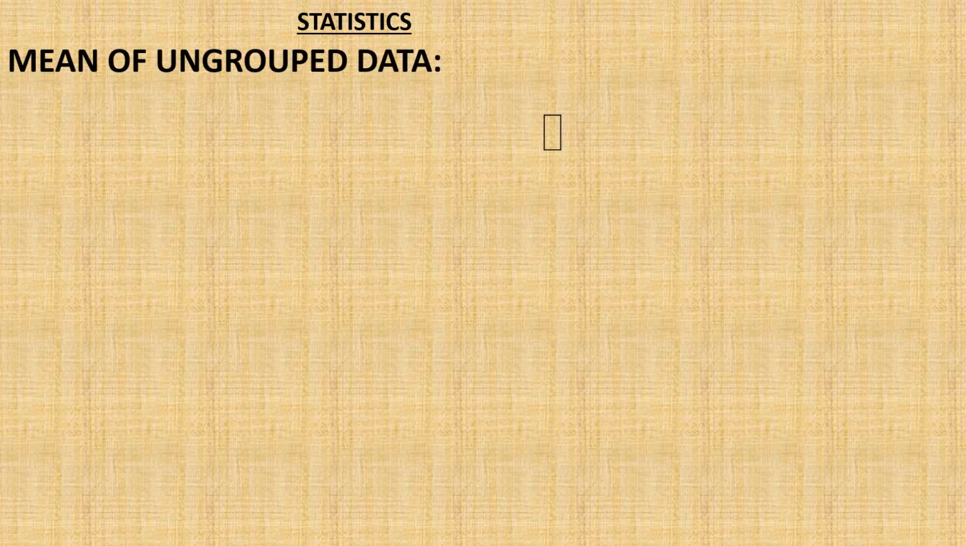So good morning students. Today I want to explain briefly about three central tendency measures in statistics, and how to find those for ungrouped data. So the first central tendency measure is the mean of ungrouped data.